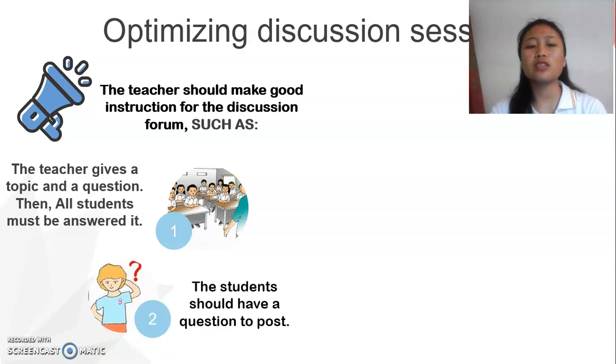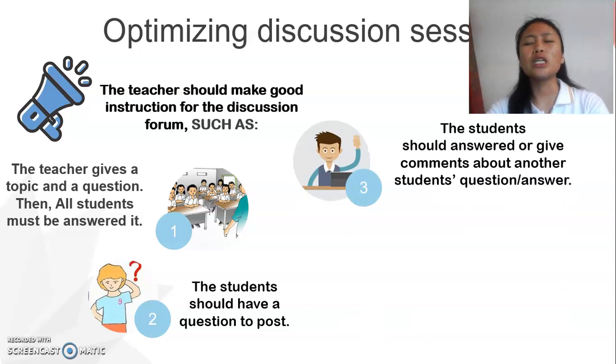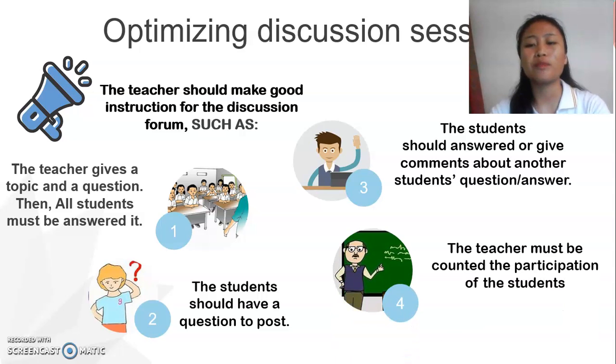And the next is that the student should have a question to pose about the topic they will discuss. So all students should have a minimum of one question to discuss in a discussion session. And another student should answer the question or give an argument about the answer and also about the question. And make sure that the teacher counts the participation of the students.